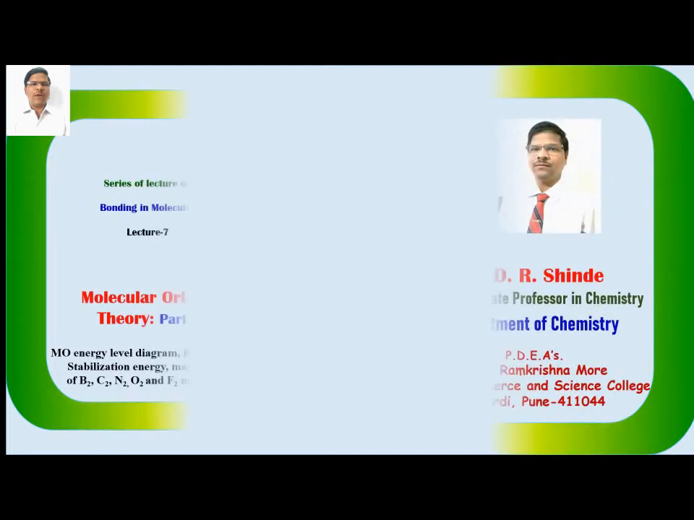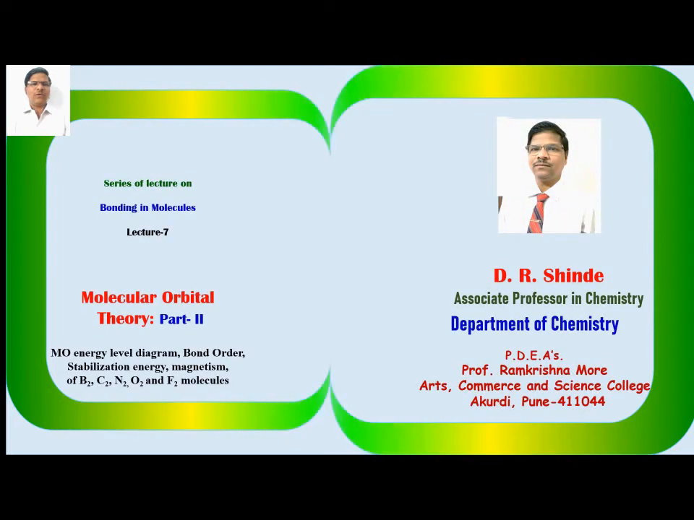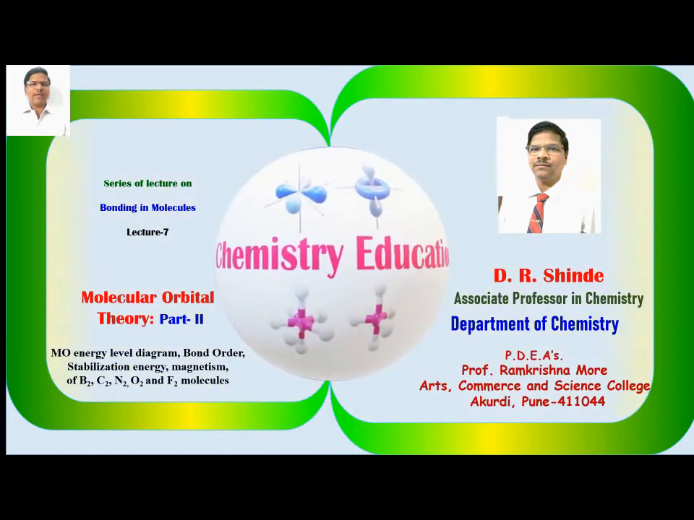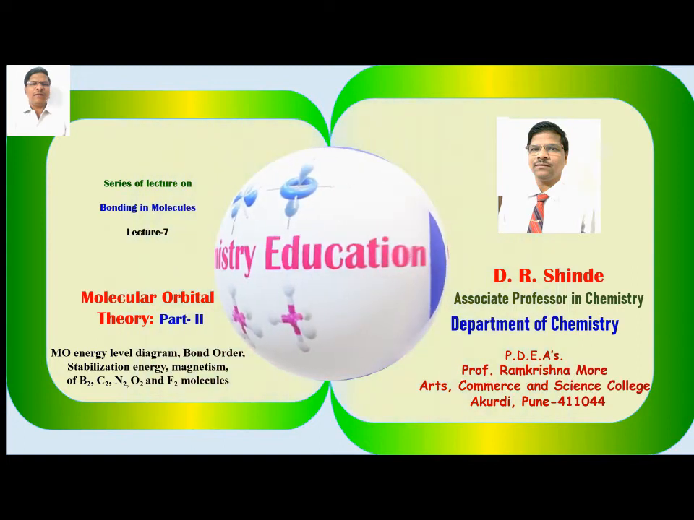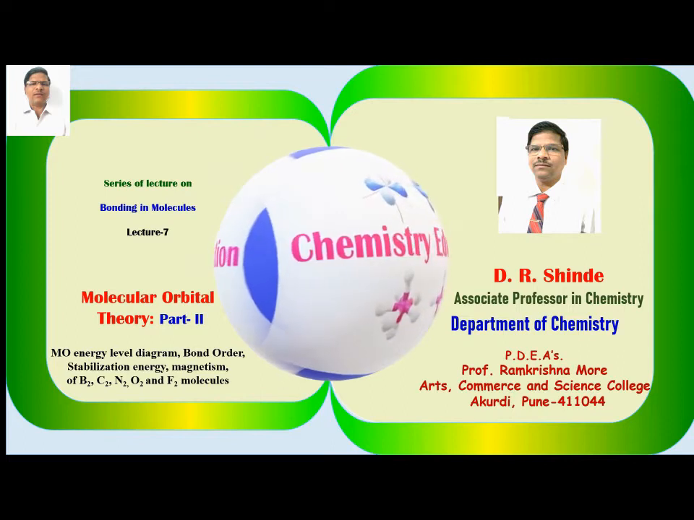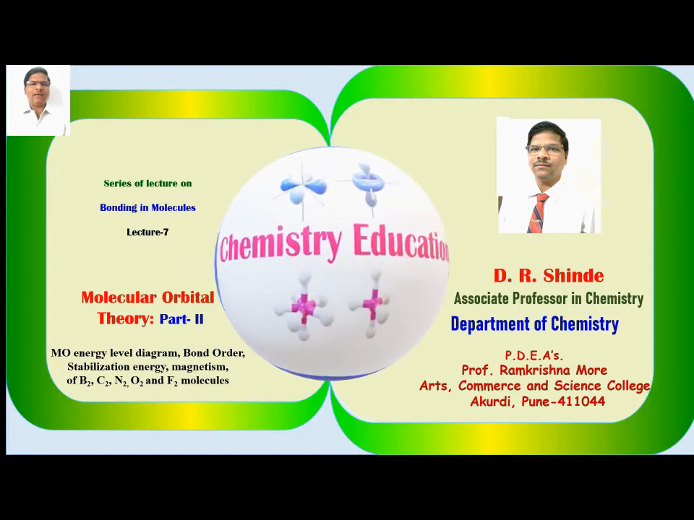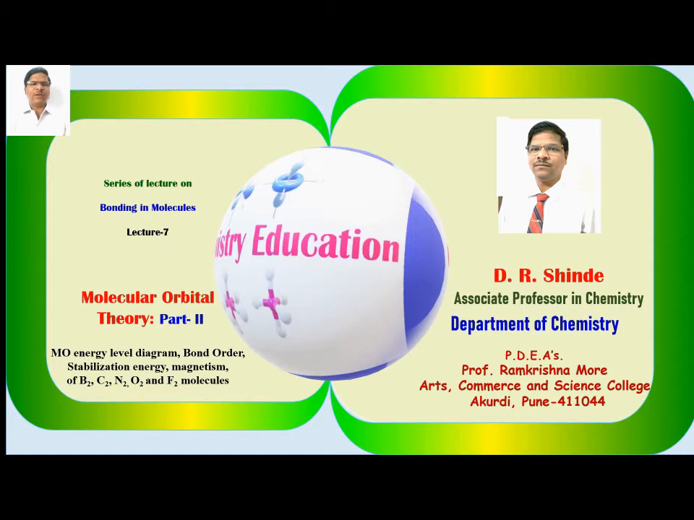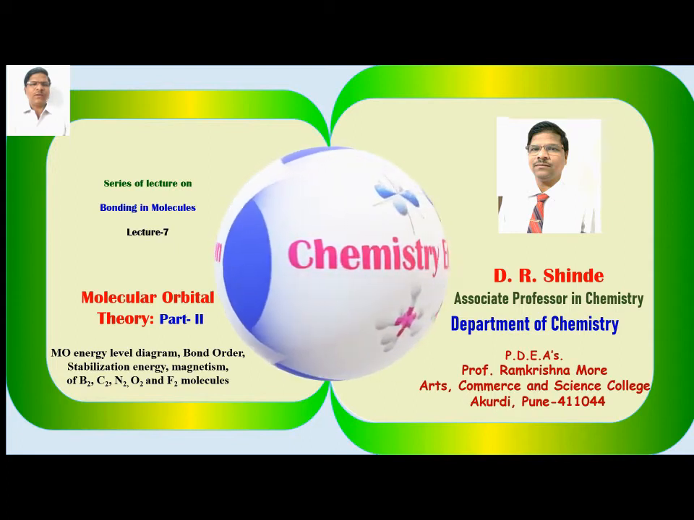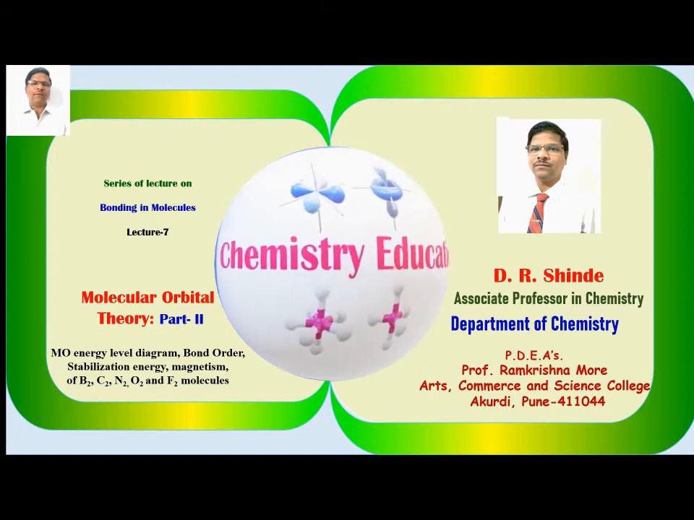Welcome all of you in a series of lectures on bonding in the molecule. This is video lecture 7, and in this lecture I am going to explain slightly more complicated molecular orbital energy level diagrams than discussed in the earlier lecture, and the molecules that are to be discussed are B2, C2, N2, O2 and F2.